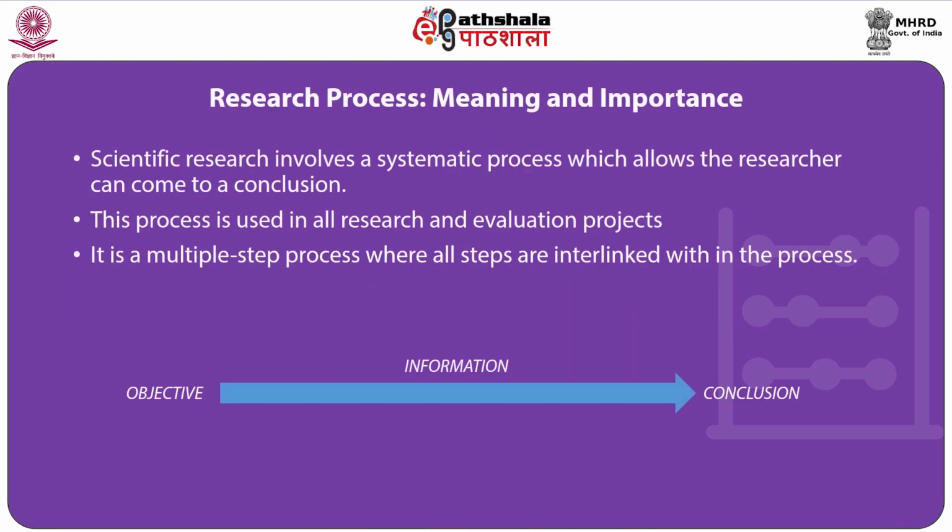We will try to look into the research process first. What is the meaning and importance? Scientific research involves a systematic process that focuses on being objective and gathering a multitude of information for analysis so that the researcher can come to a conclusion. This process is used in all research and evaluation projects, regardless of the research method, that is, scientific method of inquiry, evaluation research or action research.